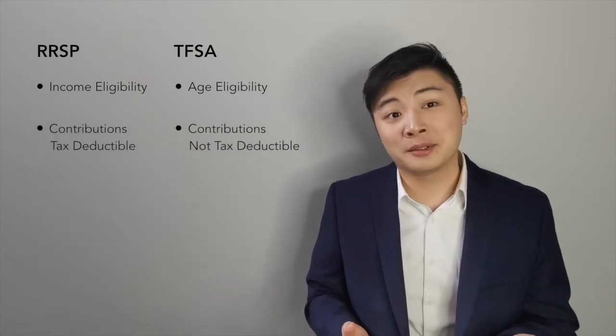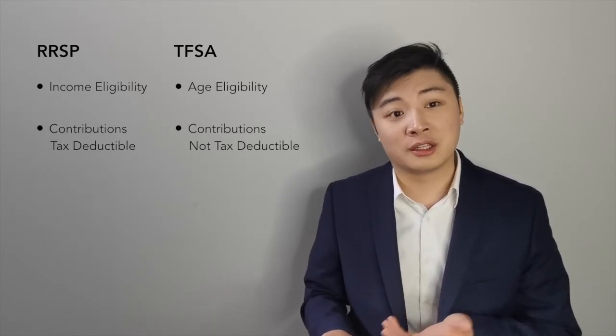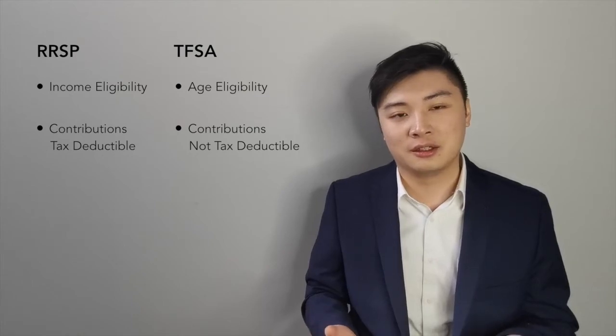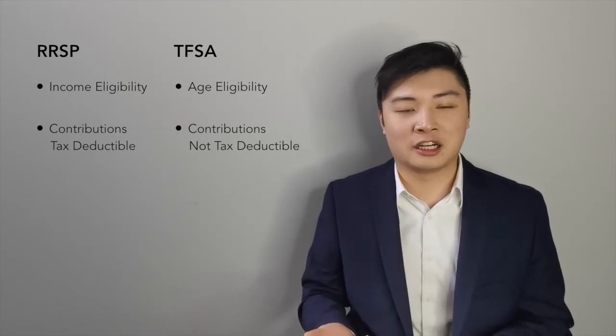So in summary, we're going to weigh the differences between the RRSP and TFSA account. To be eligible for the RRSP account, you need to have income. To be eligible for the TFSA account, you usually need to be the age of 18 in the year you contribute. And then the RRSP account, the contributions are tax deductible in that year or in future years if you choose not to use those deductions. In the TFSA account, they're after-tax dollars and they're not tax deductible.